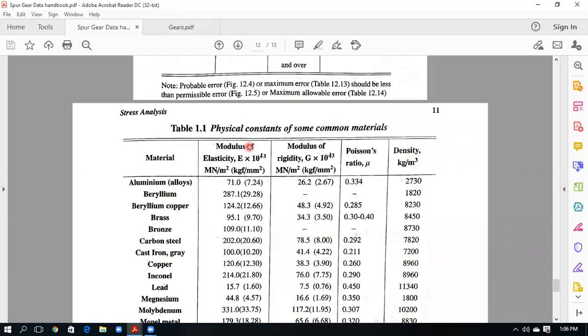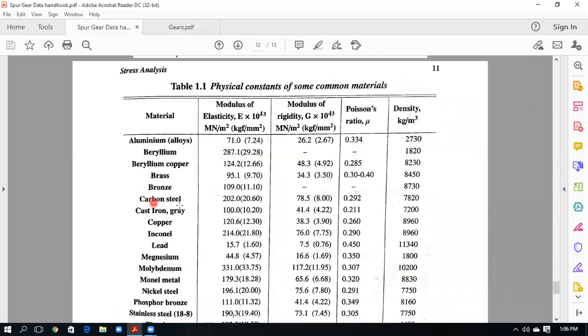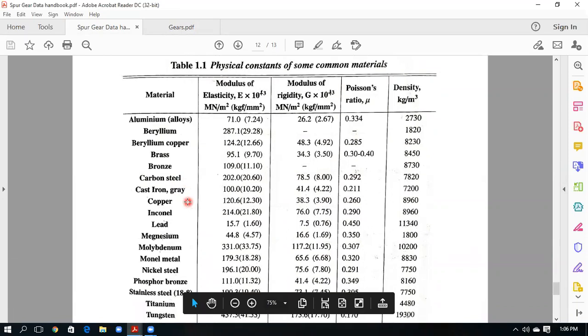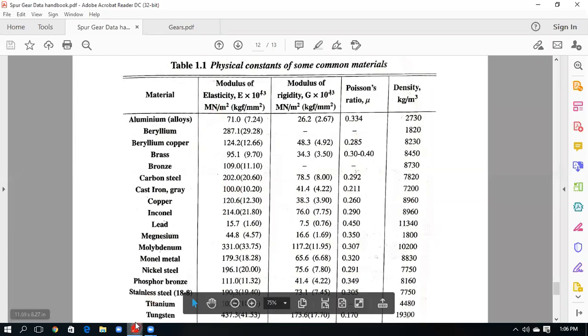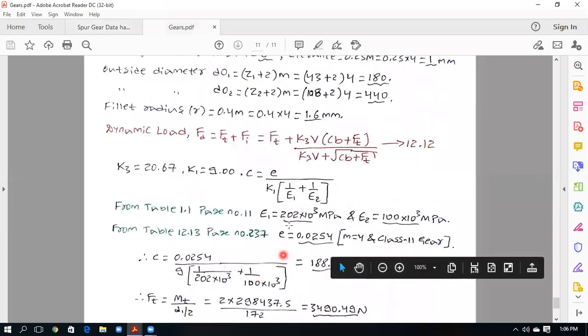This is the physical constants of a material. You have to see which material is given. I think for the pinion they have given steel, whereas for the gear they have mentioned cast iron. It is 202 for the pinion, and for cast iron it is 100. E1 is 202 into 10 raised to 3 megapascal, and E2 is 100 into 10 raised to 3 megapascal.